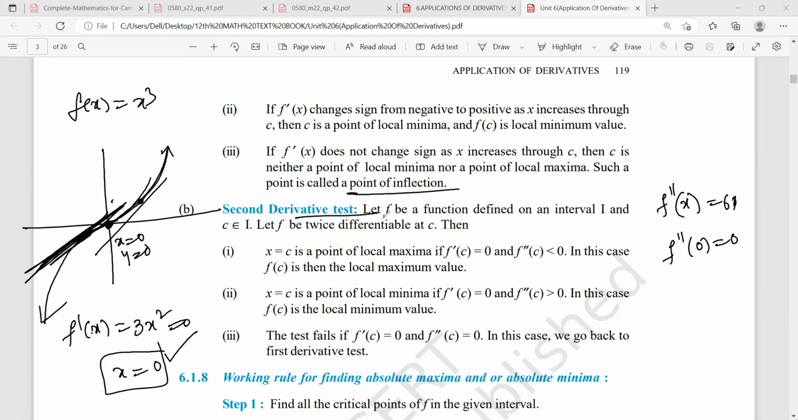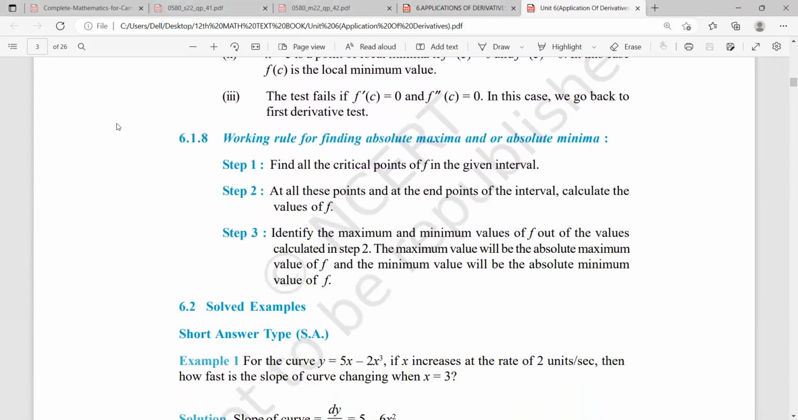What is the second derivative test? Just now I told you, f dash of c is 0 and f double dash of c is less than 0: local maximum. f dash of c is 0 and f double dash of c is greater than 0: local minimum. f dash of c is 0 and f double dash of c is also 0, then what should we do? Go back to the first derivative test. If the test fails, then we have to go back to the first derivative test. Very good. So these are the concepts, right?